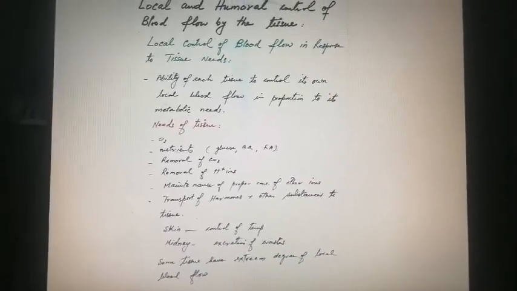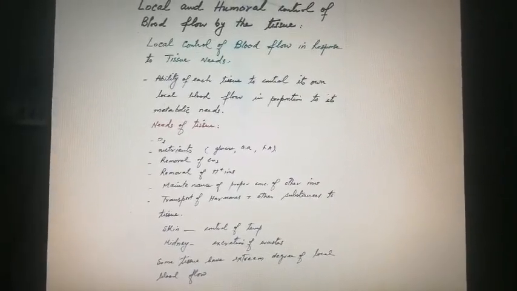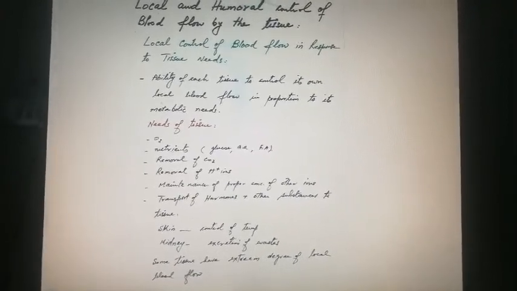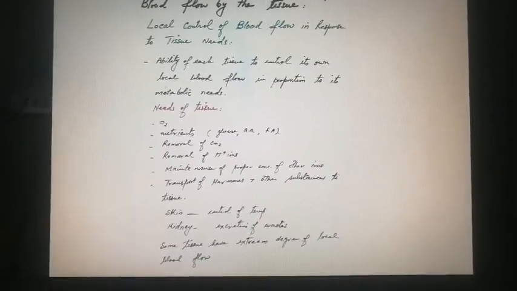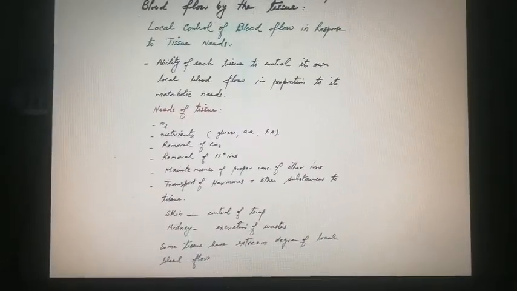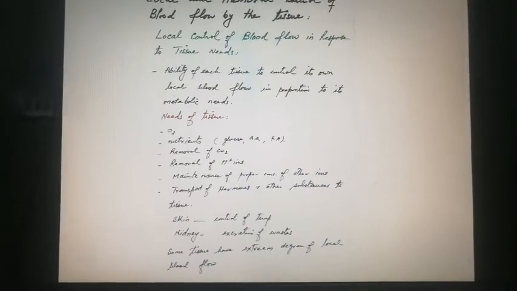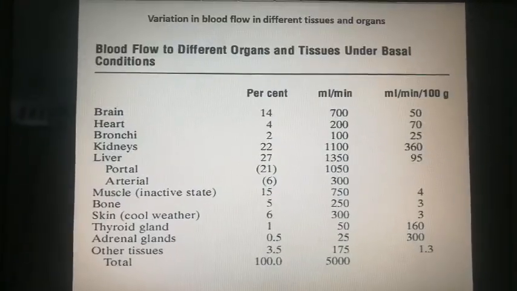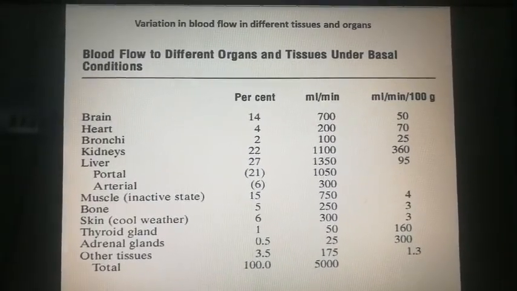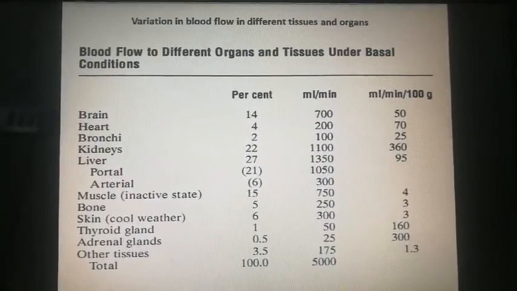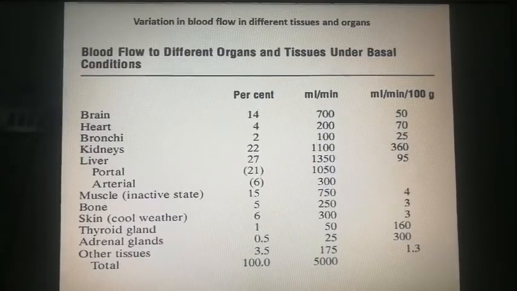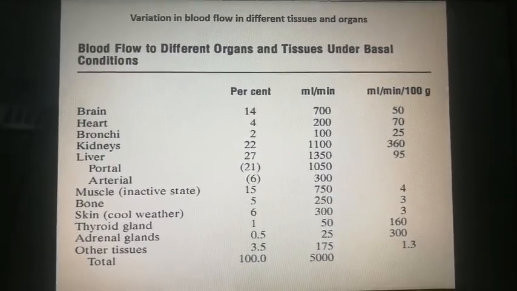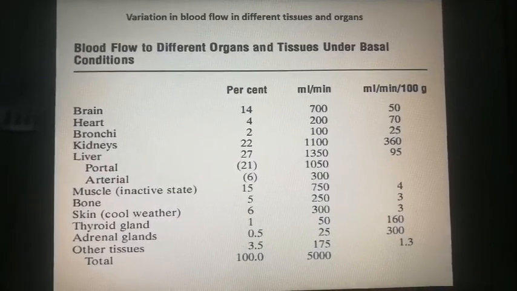The function of skin is control of temperature. The function of kidney is excretion of waste. Some tissues have an extreme degree of local blood flow because there is an extreme degree of metabolism there. These are a few examples of tissues, of organs, and how much blood flow goes towards that tissue.